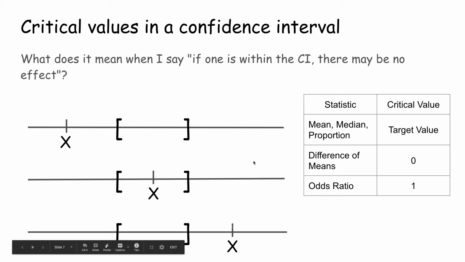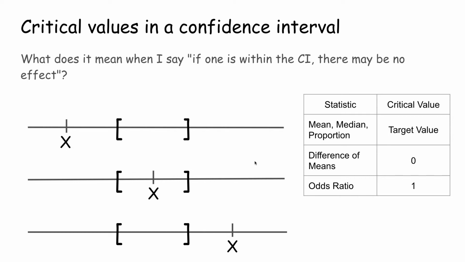Now, sometimes if we have before and after data, or if we've got two groups of participants, we may be subtracting the means. So the average of one group minus the average of the other group. And in that case, 0 becomes our critical value. So what we want to see is 0 being outside the confidence interval.